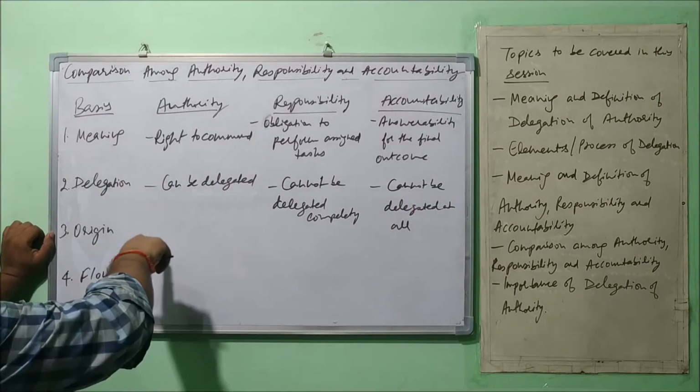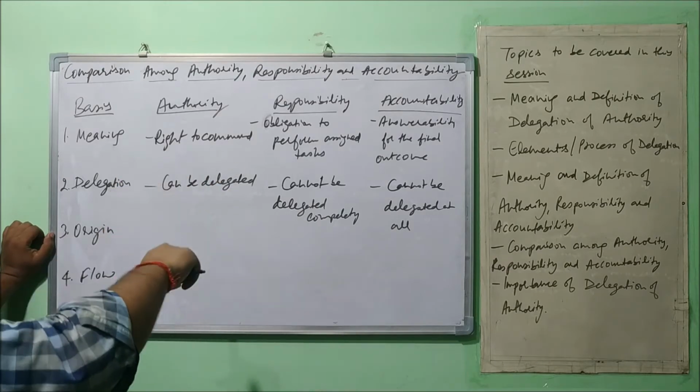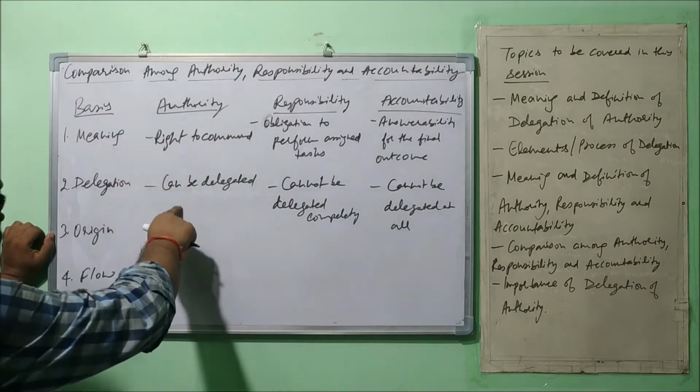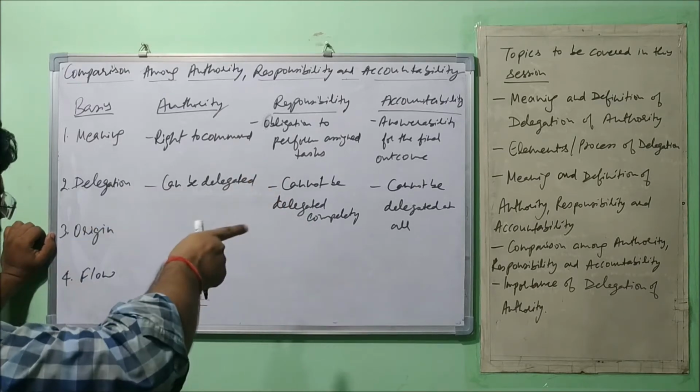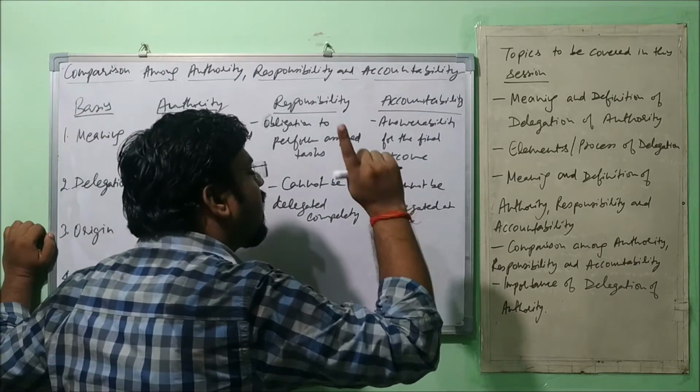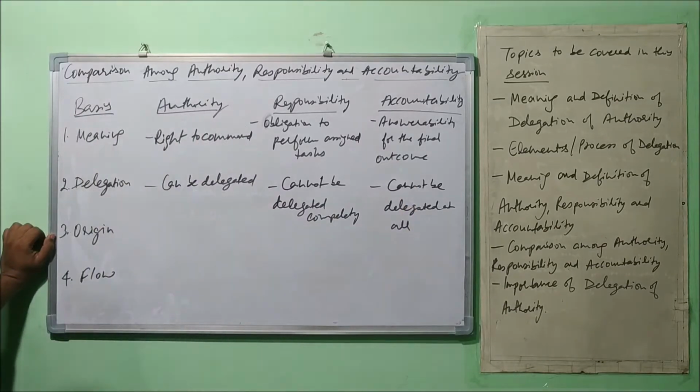So here we are seeing from the point of view of the superior. A superior can share his responsibility up to some extent, not completely, but he cannot share his accountability. Understood the point? Okay. Origin.